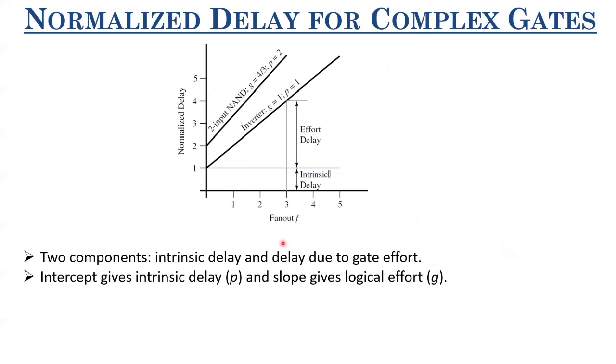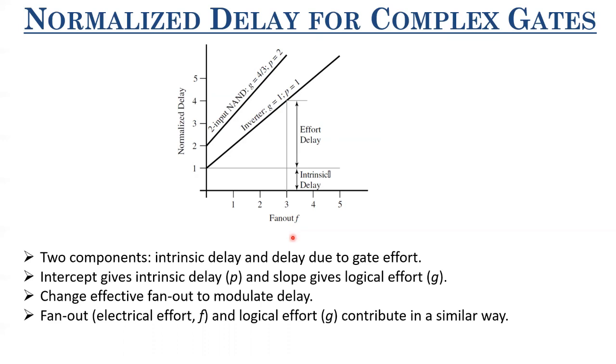Now, how can we change the delay? One effective way is to change the number of fan outs; you change the effective fan out, and you can modulate the delay. Now, this fan out, that is electrical effort, and the logical effort contribute to the delay in a somewhat similar manner, right? So people combined them into a parameter known as gate effort, H. This F into G is called the gate effort. They combined both and named it gate effort, and this made our life so simple. We'll look at why.